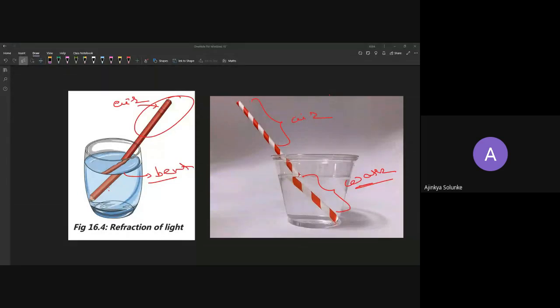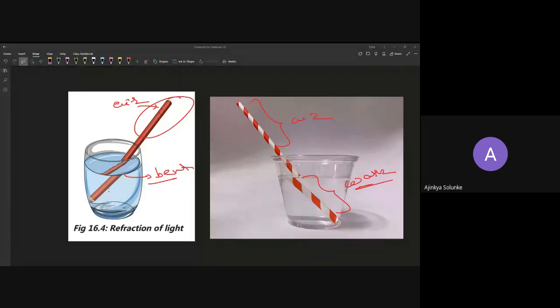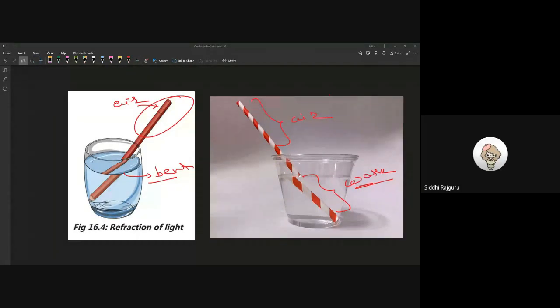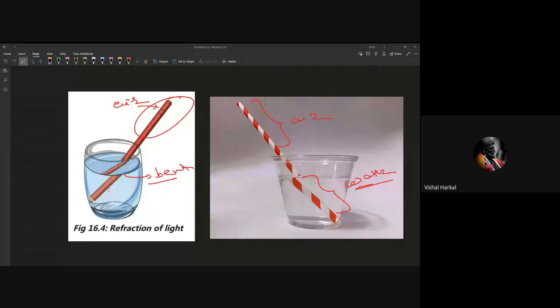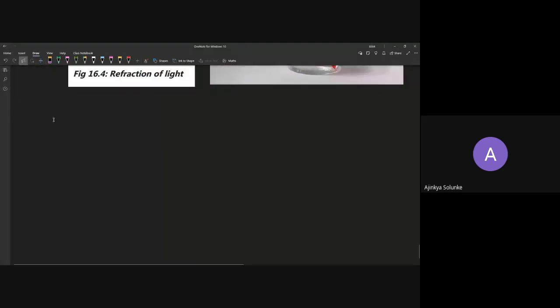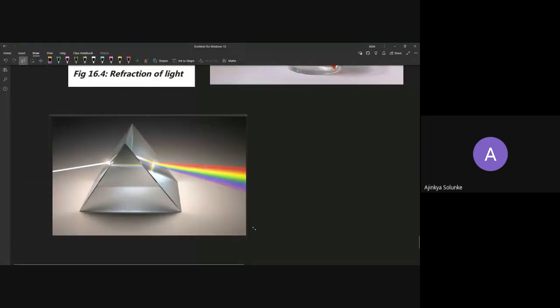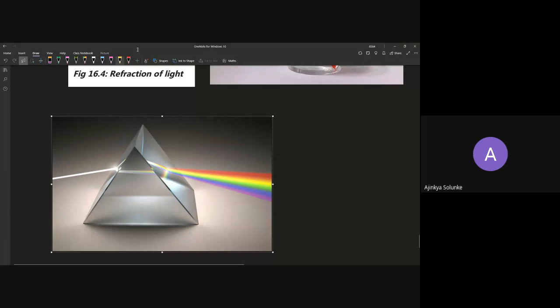Okay. Now let us talk about something called a prism. Have you seen a prism, at least in movies or maybe in books somewhere? The shape. Everybody is very interested in the prism. This is the prism we are talking about. So what happens is that if the prism is hit by white light, then it creates 7 colors.